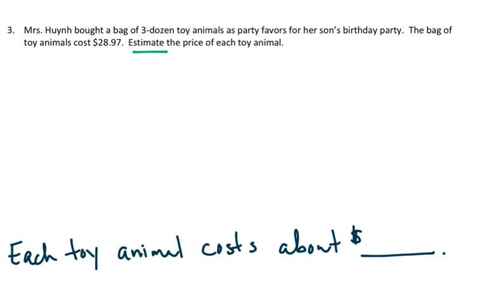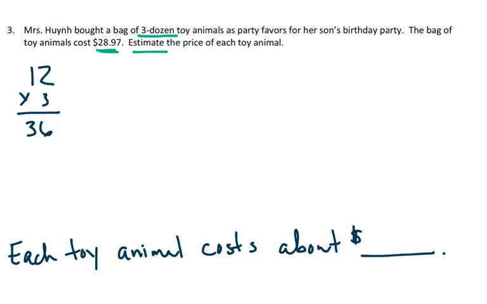There are a few things that the students need to know here. They need to know that they're estimating, so they're going to round $28.97. And they need to know what this means right here: 3 dozen. How many is 3 dozen? Hopefully they know that 1 dozen is 12, so they can do 12 times 3 to find out that 3 dozen is 36.